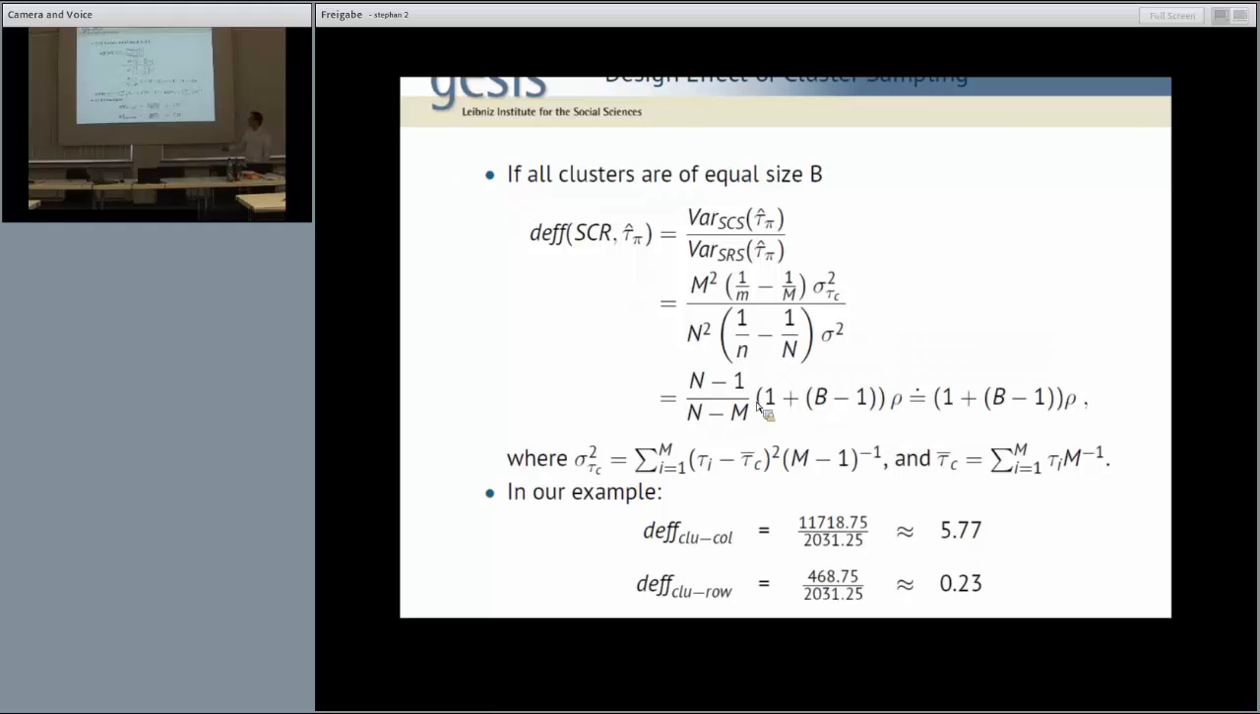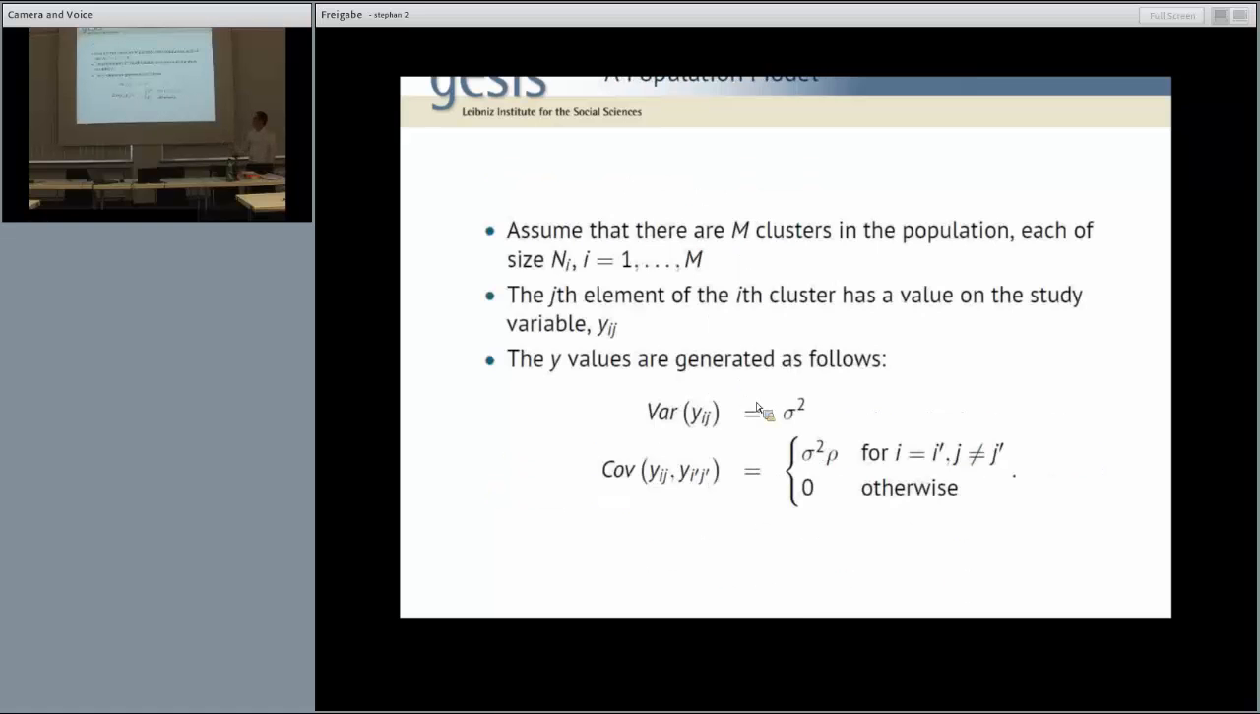And comparing the design effects, you see that the variance for this column-wise cluster selection is 5 times 0.77 higher than simple random sampling, so it's much worse. And selecting clusters row-wise has a much smaller variance than simple random sampling, which would be perfect, because the sampling variance is smaller.